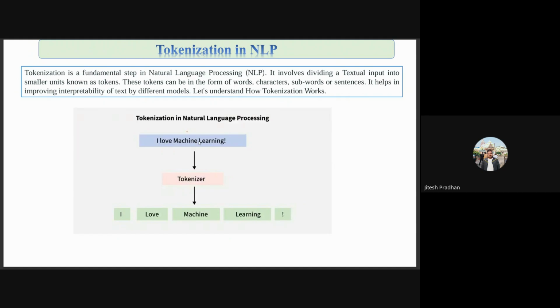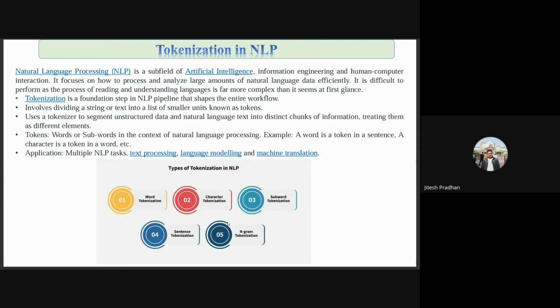Okay, so take I love machine learning. It will be passed to a tokenizer. The tokenizer will tokenize. We have to mention which type of tokenizer you want to use, whether word level, character level, or sentence level. So it will generate I, love, machine, learning, and the exclamation mark as tokens. Okay, now as I have already told, we have word tokenization, character-level tokenization, subword tokenization, sentence tokenization, and we have n-gram tokenization also. I will discuss n-gram tokenization also in detail. Now let's discuss everything in detail.